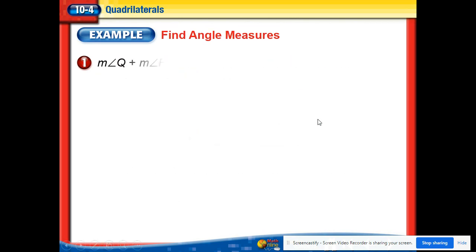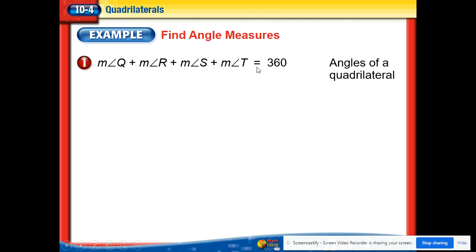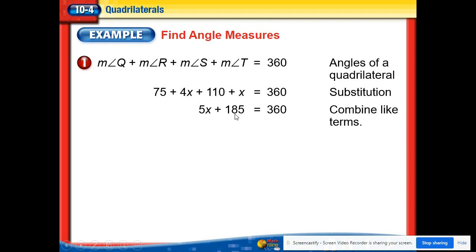So here we go. There's all of them equaling 360. Put the numbers in instead: 75 and 4x and 110 and x, all equal 360. Now we're going to have to put this together. These are just different piles. Let's organize it a little bit over here. We have 4x and x, so 4x and one more should be 5x. And then the 75 and 110 gives us 185 here. So we just combined some like terms, made it a little bit easier to look at.